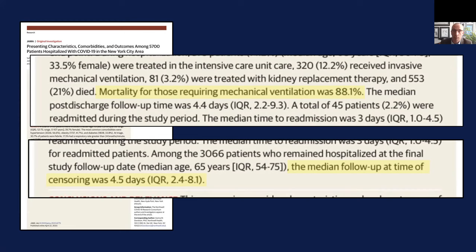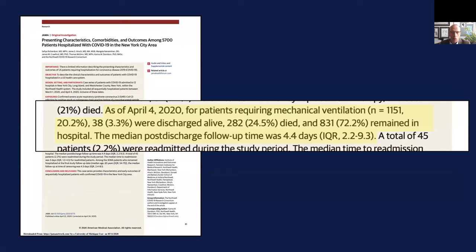They quickly changed the abstract and reported it this way, that of the patients requiring mechanical ventilation, 3% were discharged alive, 24% had died, and 72% remained in hospital. And the median follow-up time was only 4.5 days. So this is not reliable data. You cannot make any inferences about, say, 28-day or 6-month functional return of status based on 4.5 days of observation.